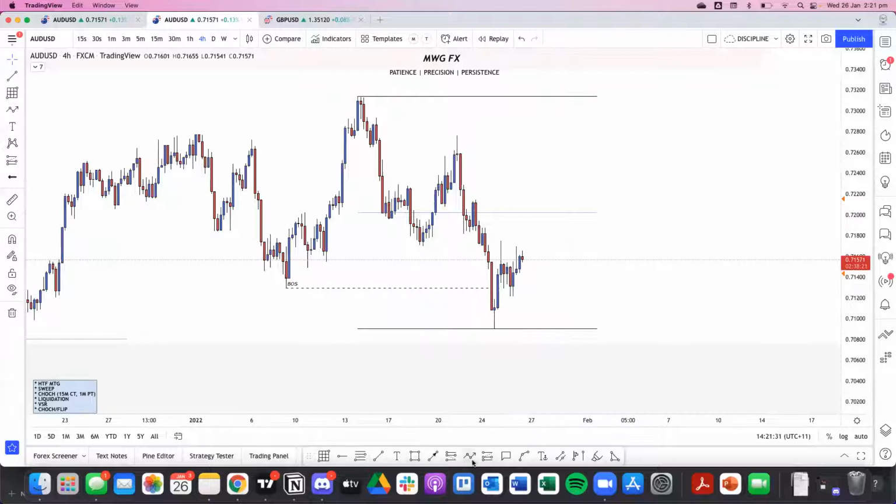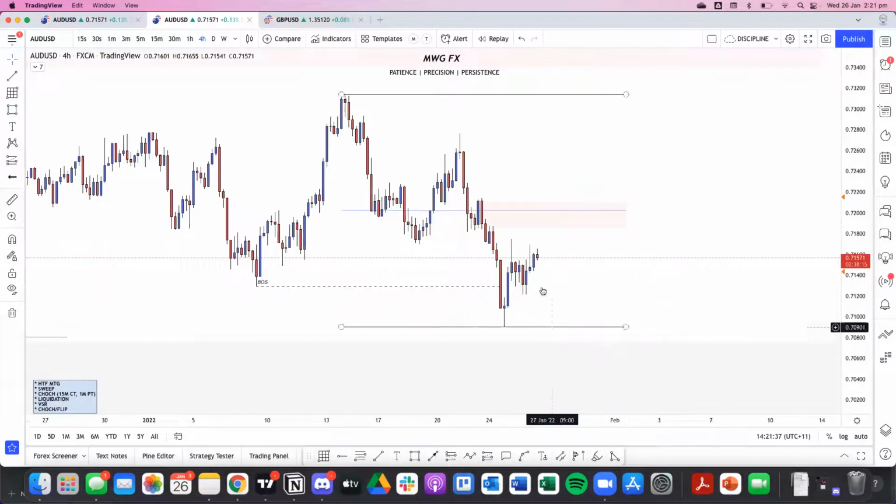Okay, so now what we can do is mark up this supply, which we'll refine on the 15-minute, and mark out this demand.